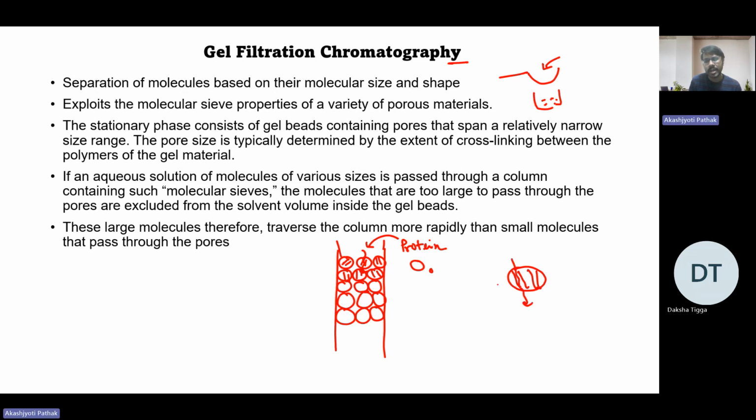The ones which are very large in size cannot move inside these pores. They will be excluded from the pore, and they will pass through the spaces which are present between the beads. When you are passing the mobile phase, the proteins which have small size will move through the pores, while those having large size will pass through the spaces between the beads. As a result, your large size proteins will be eluted first. The main thing to note over here is that the large size proteins will be eluted first.